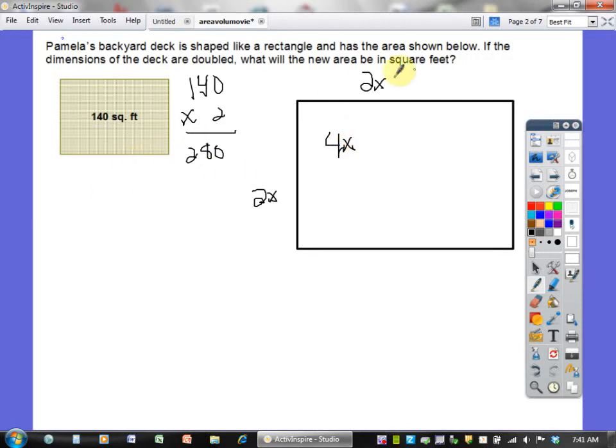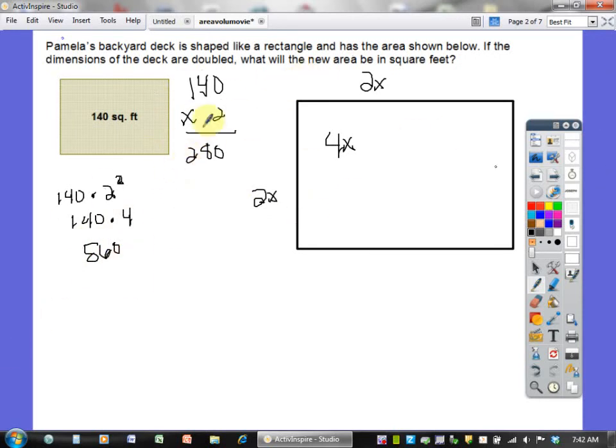So really what we could do is take 140 times the scale factor, which is 2, squared. 2 times 2 is 4, and 140 times 4 equals 560. Now, not 280, and that's the fallacy that a lot of students make.